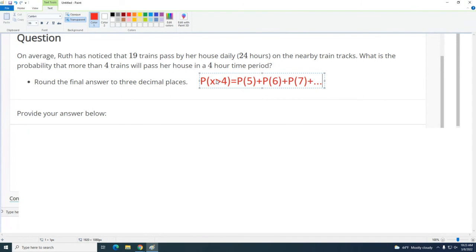So that's the problem. So what do we do? We calculate the opposite. Finishing all the calculations for all the values more than 4 is going to be impossible. So we don't do that. So what is the other part of more than 4? Which is less than or equal to 4, right? So we could calculate the probability x is less than or equal to 4.